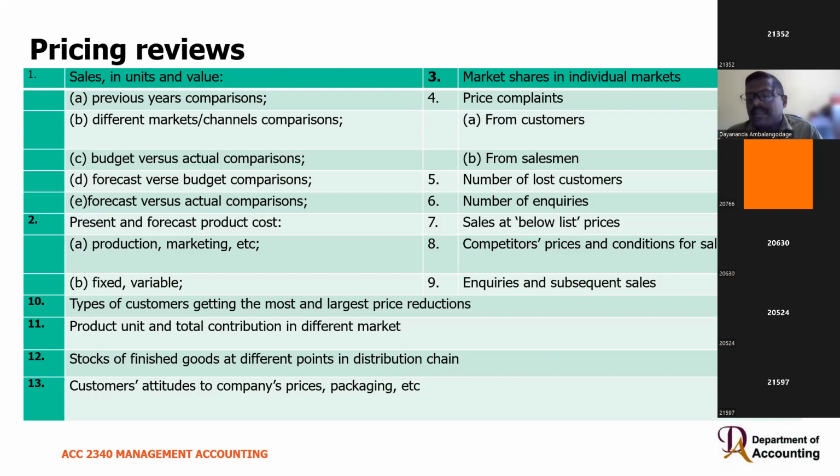So thereby, what I'm trying to say is that one review would be comparing your sales units and sales values with different benchmarks with different intervals. Second one is present and forecast product cost. So you have to forecast what the present production and marketing cost, product cost, and what are the fixed and variable. So you may have a very good idea about the pricing. So fixed and variable cost classification and the price that you are selling. So you may have a very good idea.